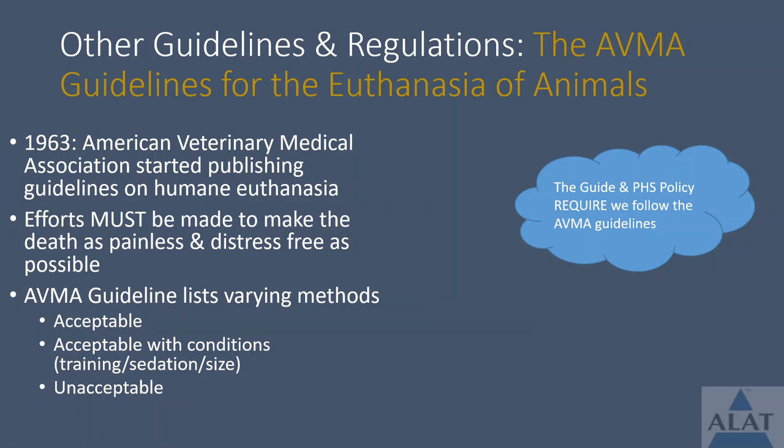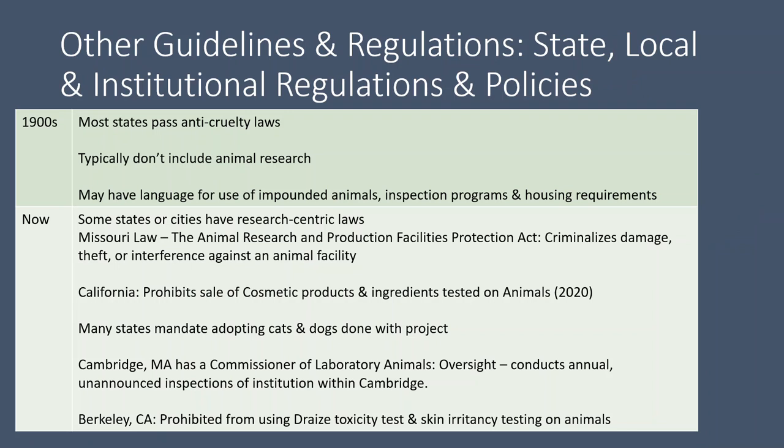Both the Guide for the Care and Use of Laboratory Animals and the PHS policy mandate that animal facilities adhere to the euthanasia guidelines outlined in the AVMA document. Other guidelines and regulations: state, local, and institutional regulations and policies.